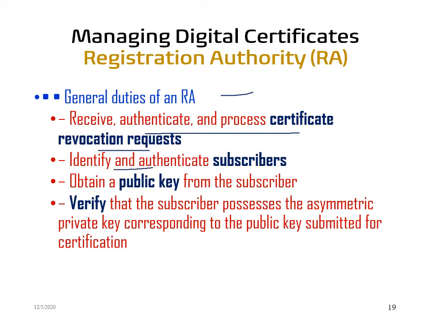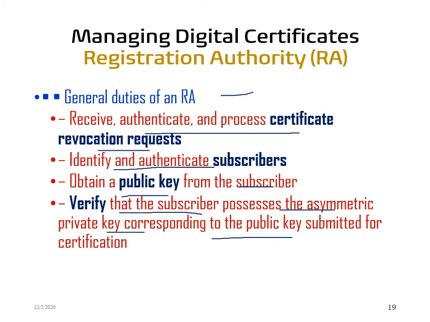Right, identify and authenticate the subscribers. We have to identify and authenticate the subscribers, or even obtain a public key from the subscribers. Verify that the subscriber possesses the asymmetric private key corresponding to the public key submitted for the certification. So before a person sends data, they have to submit their private key and public key. So that has to be verified.